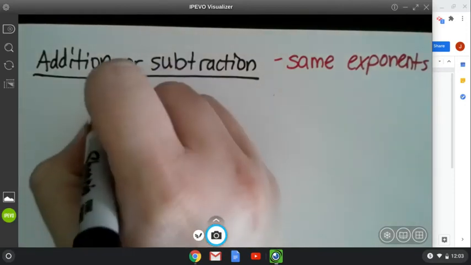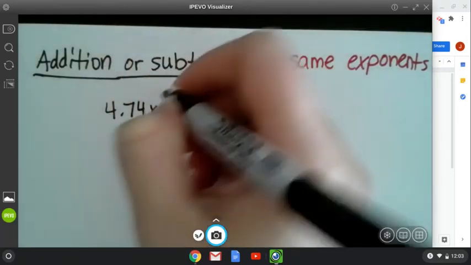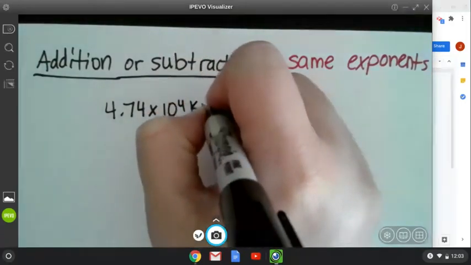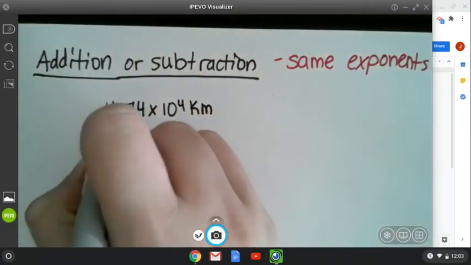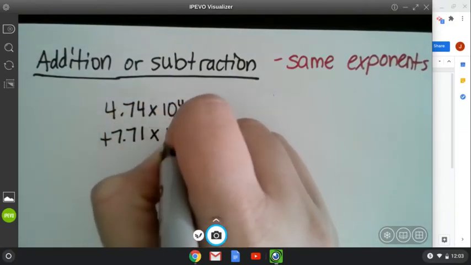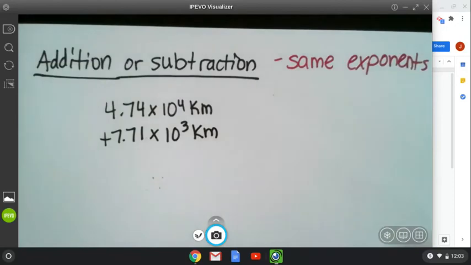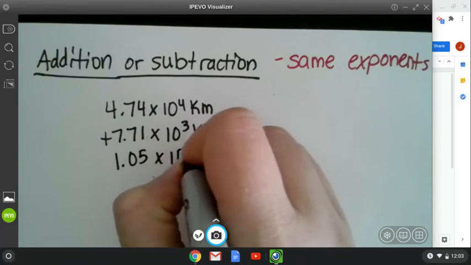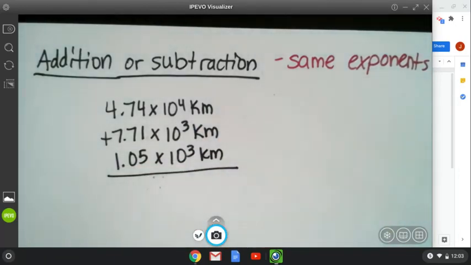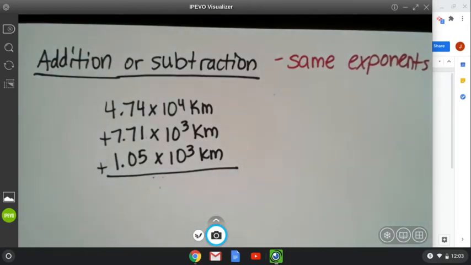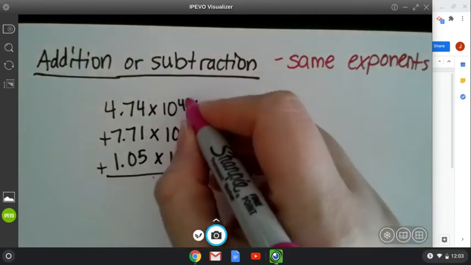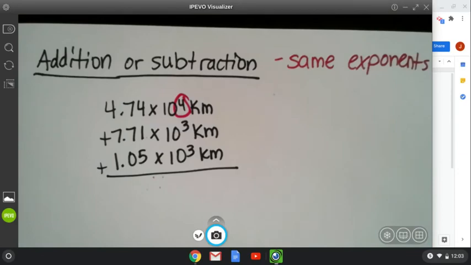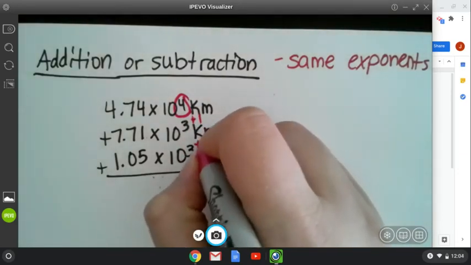So our sample here, we have 4.74 times 10 to the 4th kilometers plus 7.71 times 10 to the 3rd kilometers and 1.05 times 10 to the 3rd kilometers. So again, the first step is we have to look and see what number has the highest exponent, and that would be 4. So we're going to add to each of our exponents here. I'm going to add 1 and add 1.